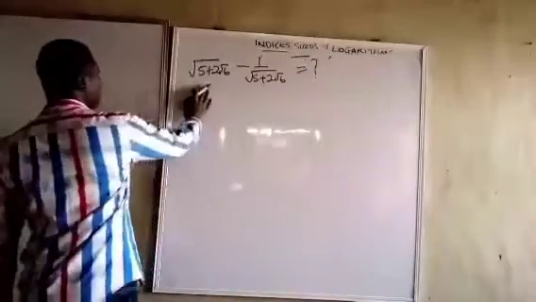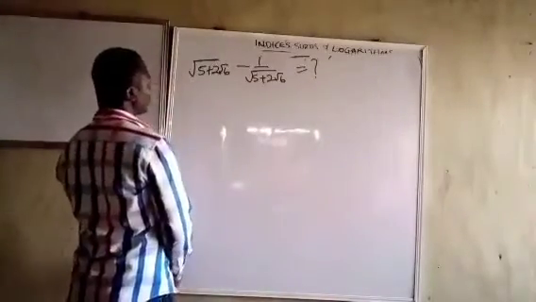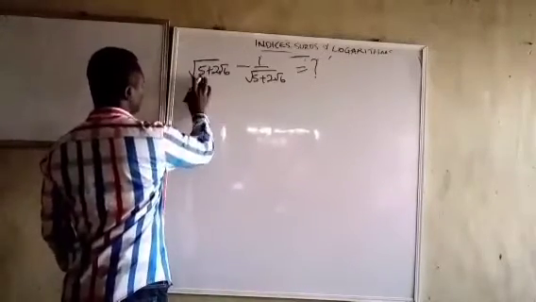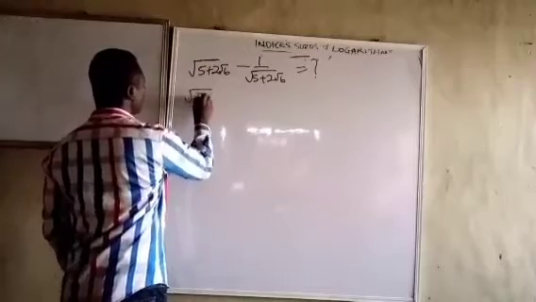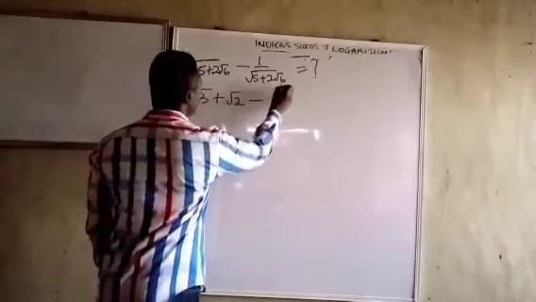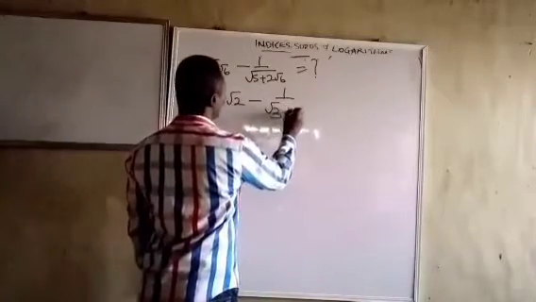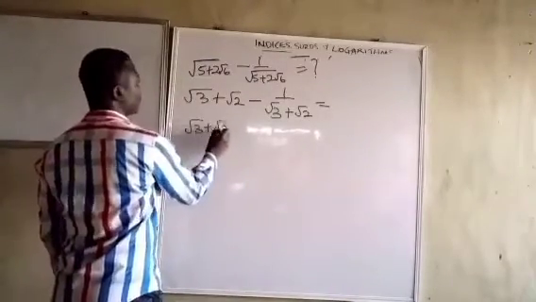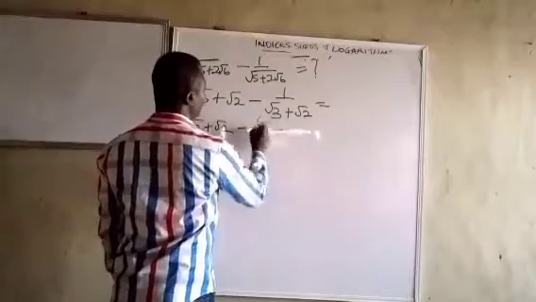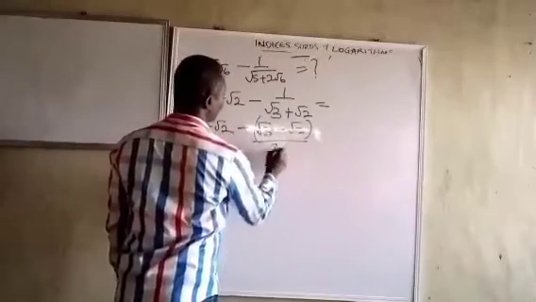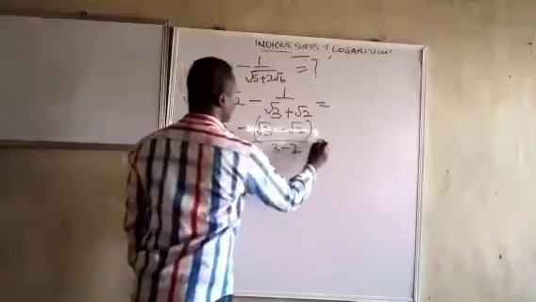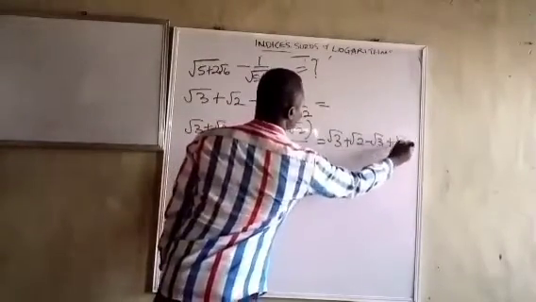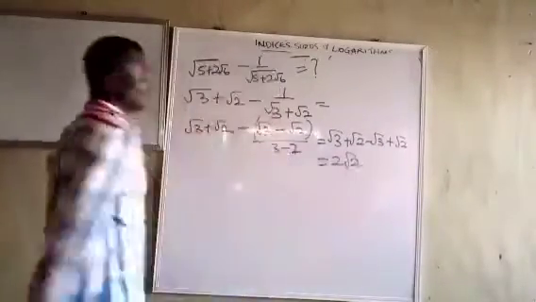So, we have root of 5 plus 2 root 6 minus 1 over root of 5 plus 2 root 6. What is it going to give us? This one, we know how to do it. It's going to give us 2 and 3. So, we have root of 3 plus root of 2 minus 1 over root of 3 plus root 2. So, that gives us root 3 plus root 2 minus root 3 minus root 2 over 3 minus 2, and that is 1. So I have root 3 plus root 2 minus root 3 plus root 2. So the answer is 2 root 2.